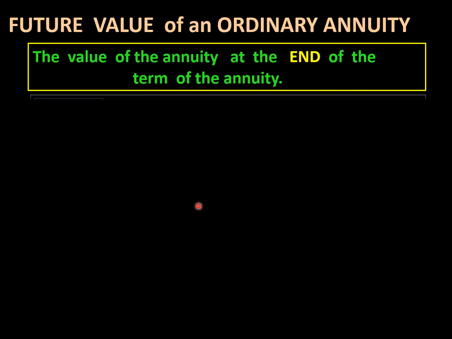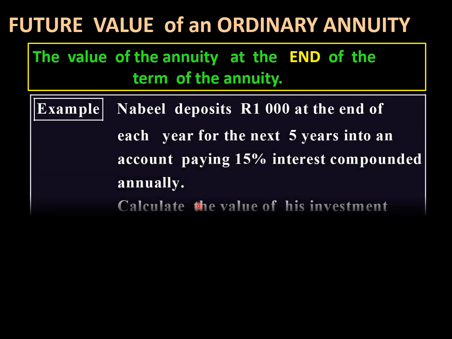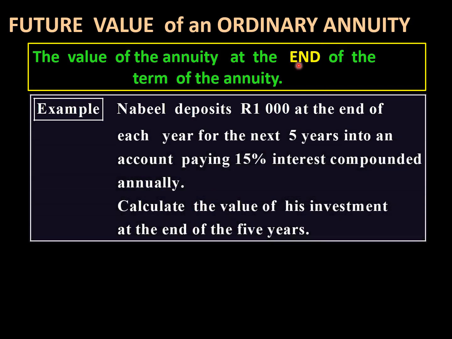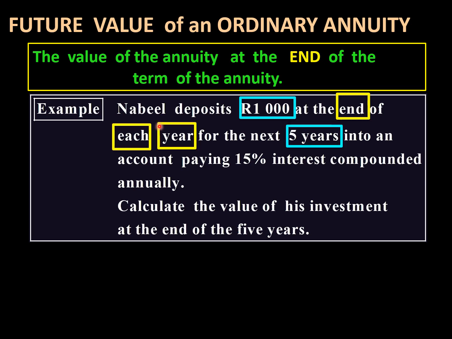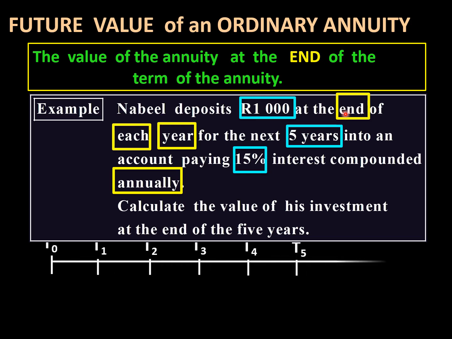Let's recall again, what did we say is a future value of an annuity? It's the value at the end of the term of the annuity. Now to do this, let's look at an example. Here we have 1,000 Rand, which is deposited at the end of each year for the next 5 years, and it's done annually. You see, each year and annually they match, and then we have 15% interest compounded annually. Calculate the value of the investment at the end of 5 years.